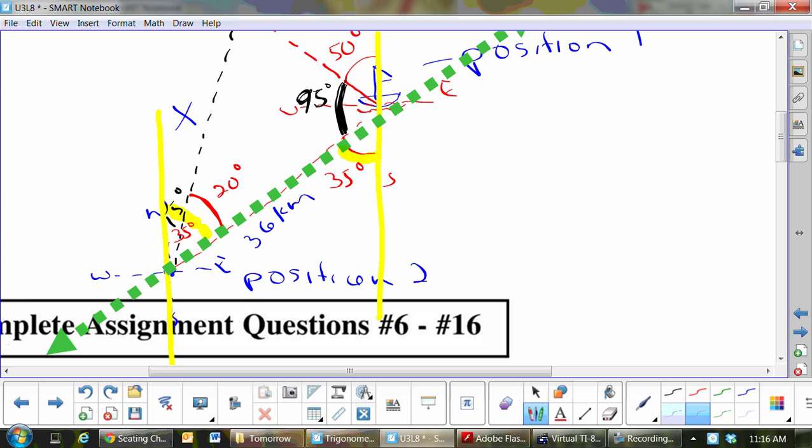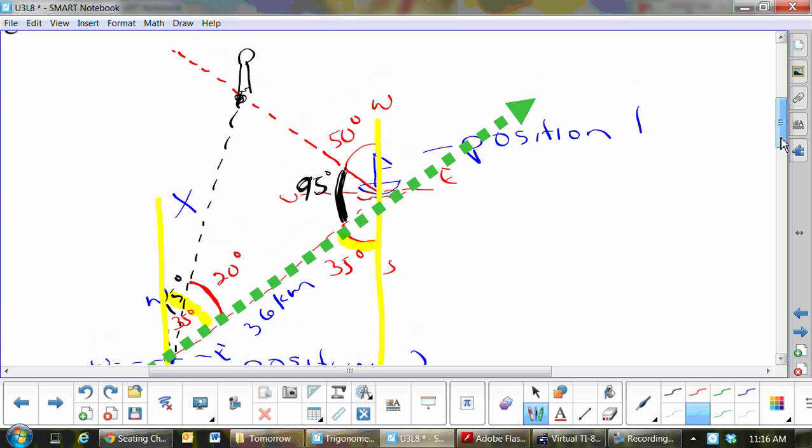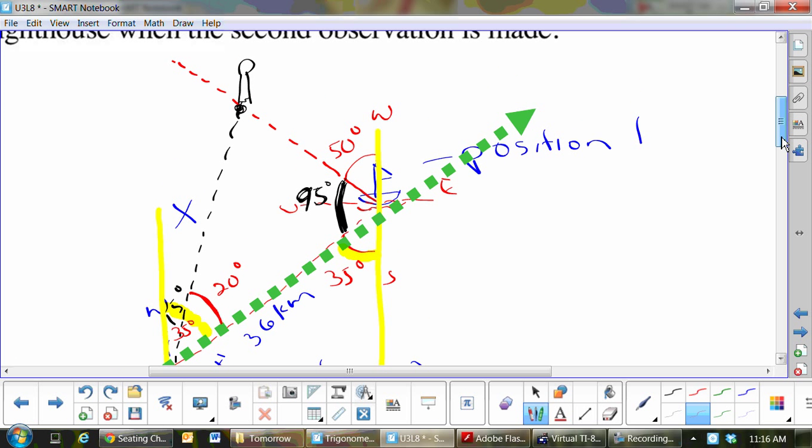Now, do you see how we have an entire triangle, the 95 and the 20? Therefore, we can go find this angle here, right? Because all angles of a triangle add up to 180. So what is that angle? 65 degrees. Okay, so there's 2 times that your parallel lines theorem.